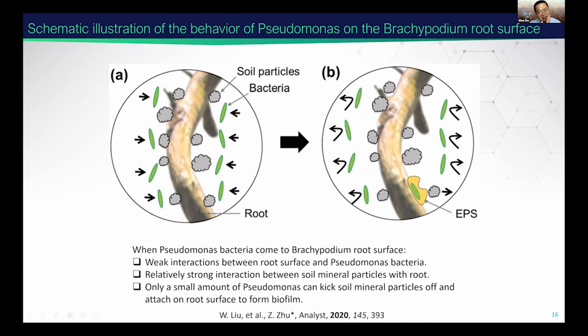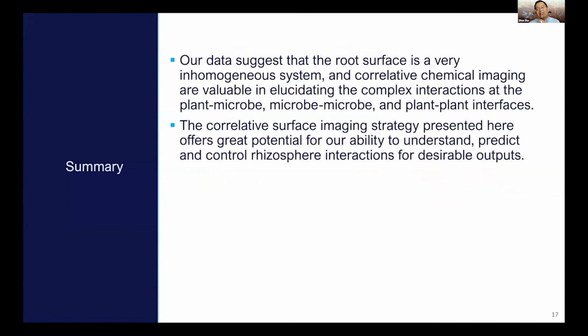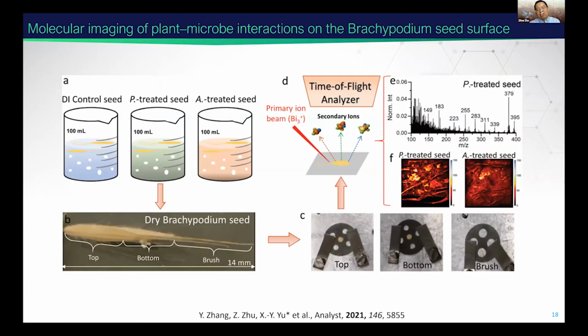Only a small amount of Pseudomonas can take the soil particles off and attach to the root surface to form biofilms. Only a small amount of bacteria can form EPS biofilm on the surface and take the particles away. So our data suggest our correlative technique is very interesting and could potentially be used in rhizosphere research. We have some further studies about plant-microbial interaction at the Brachypodium seed surface published a few months ago, but today I don't have time to discuss this.